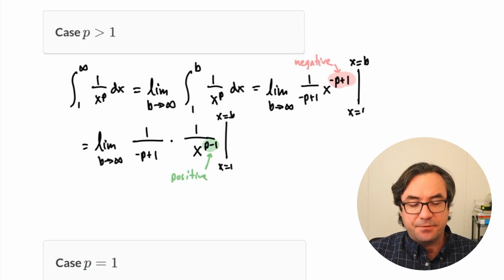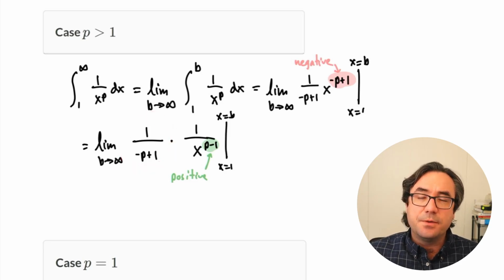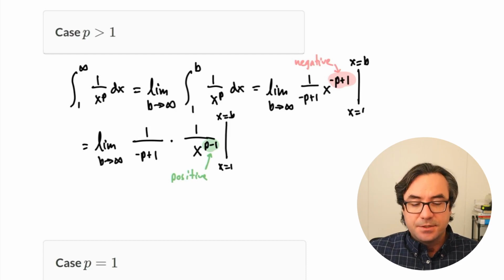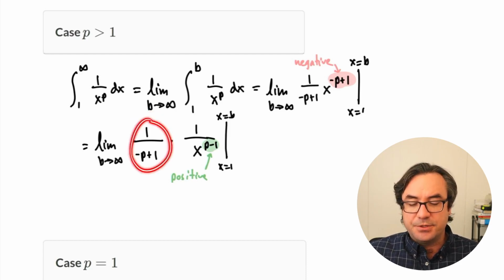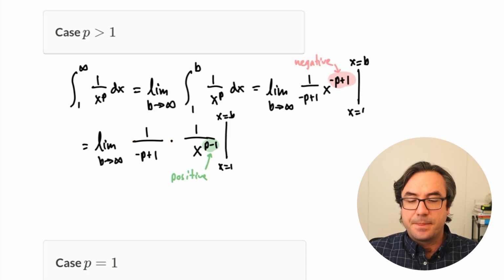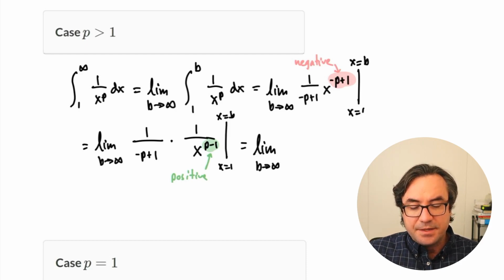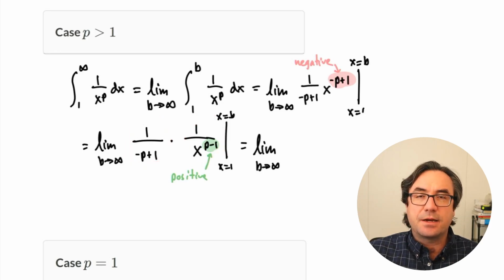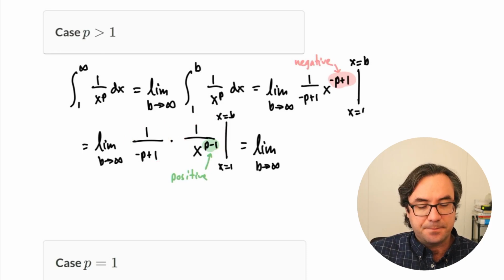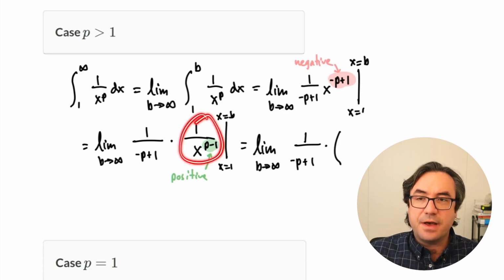So top number gets plugged in first. And when we evaluate this 1 over negative p plus 1, where p is just a constant, so this is just a constant multiple here. So if I wanted to, I could move this out in front of the limit. Another way to think of that is I could just evaluate this variable part and have this constant multiple multiply the whole thing. So 1 over negative p plus 1 times, and then let's do our evaluation.